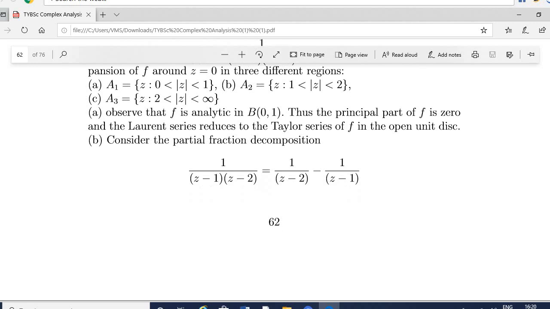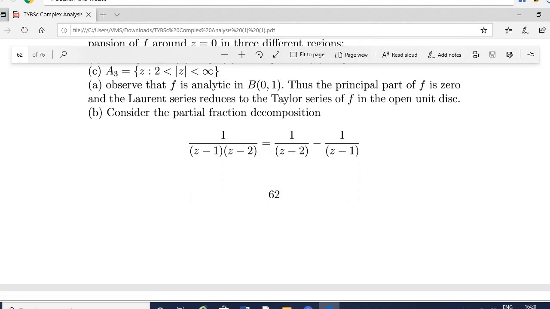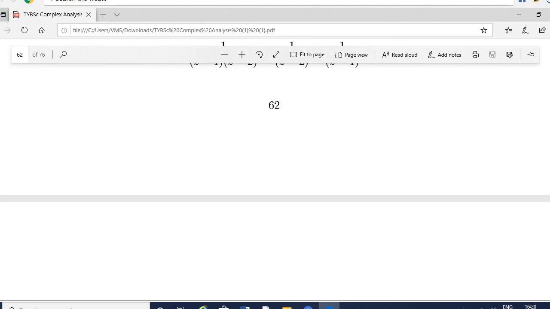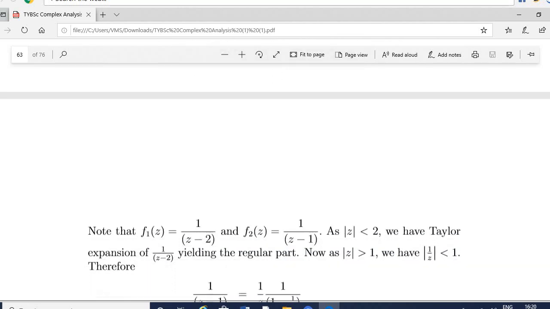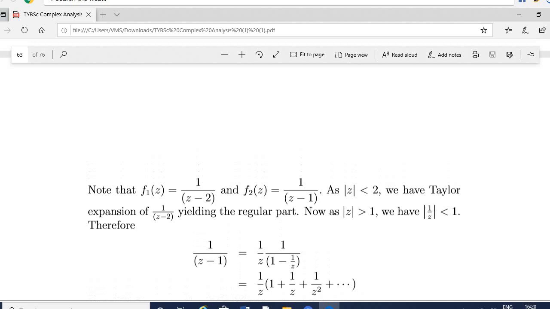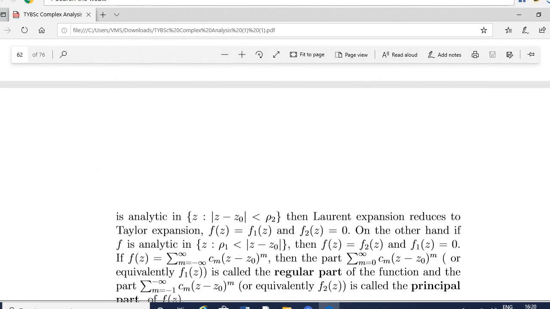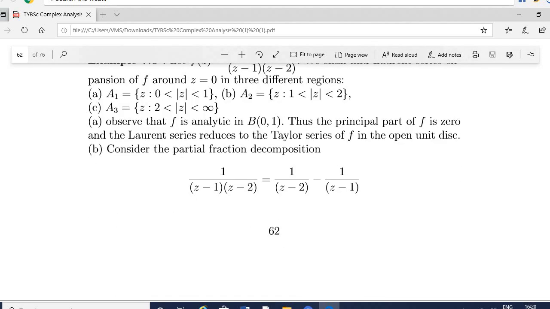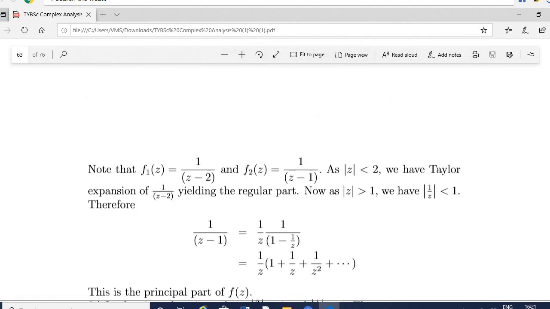So once these partial fractions you can always do, given such a fraction, you know how to write it as a partial fraction. Now f1(z) is 1 over z minus 2 and f2(z) is 1 over z minus 1. So this expression where we have decomposed the given fraction as a partial fraction, this first 1 over z minus 2 I am calling f1 and 1 over z minus 1 I will call f2, as you can see here.